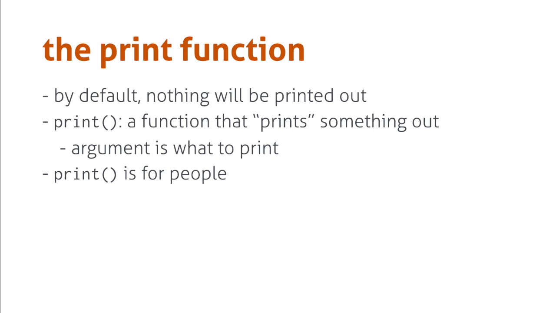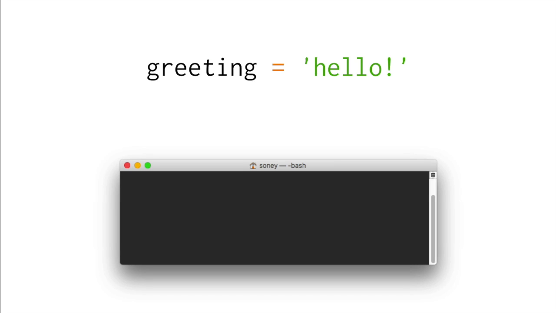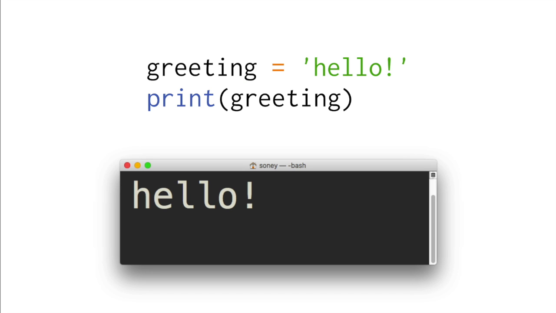The key thing to remember about print is that it's for people, meaning that it's to benefit people who are running your program by giving them some output. So again, by default, if we create a variable named greeting and assign it to a string, hello, then nothing is going to print out when I run this program. In order to get something out, then I need to actually call print and pass in what I want to print out. In this case, it's going to be greeting.